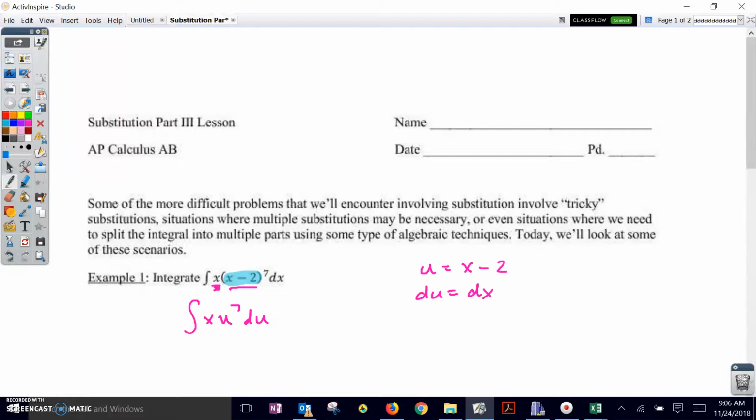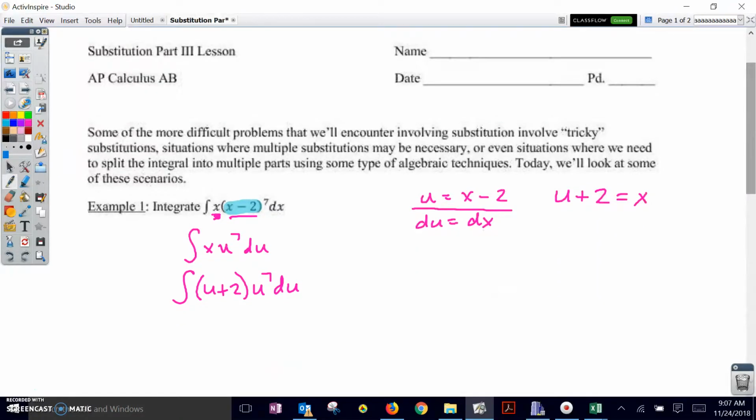I need to replace that x with what it's equal to in terms of u, and that's not terribly difficult in this particular problem. Since we know that u is equal to x minus 2, if we take this expression and just add 2 to both sides, we get the relationship that x is equal to u plus 2. And so I can replace this x with the quantity u plus 2. Now, how has this helped us out? Because I still have an expression that looks a little bit like the original, which we said we didn't want to expand, the quantity x minus 2 to the 7th power.